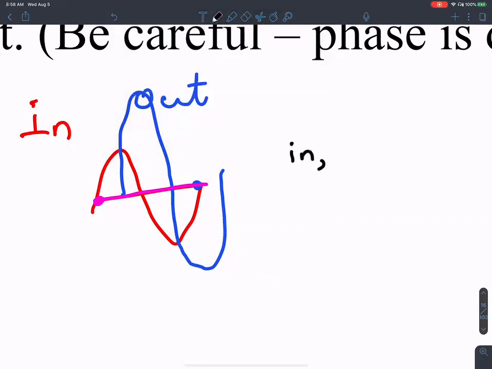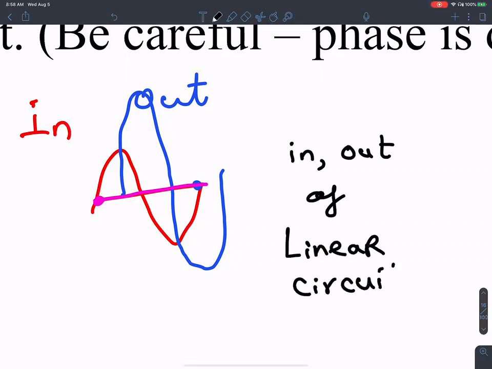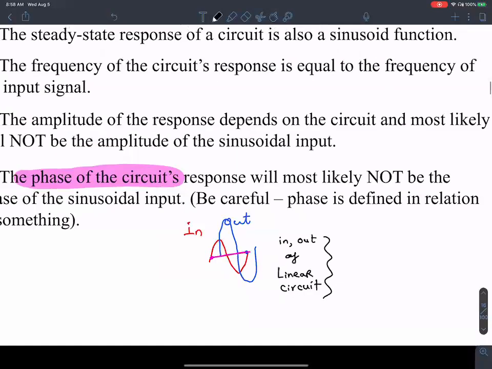Input and output of a linear circuit. Questions, please. How will we know if our circuit is linear?